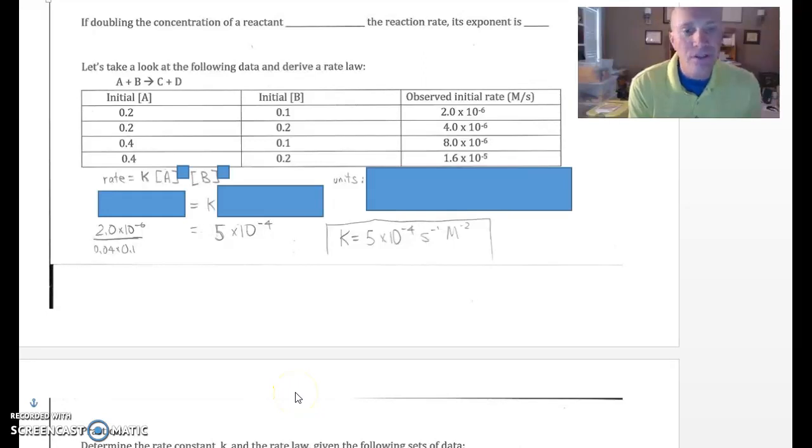Okay, so in this video I'm going to do a couple things. First of all, I'm going to recap how we derive the rate laws. Secondly, we're going to figure out what the rate constant K is for these situations. And one of the more important things is that I want to talk about the units for K, all right?